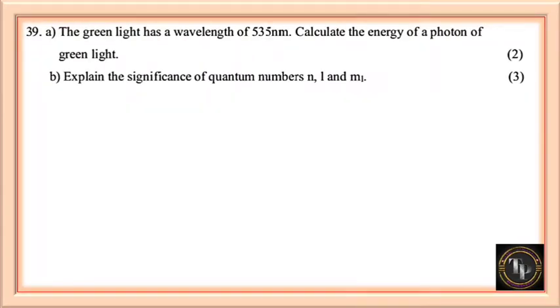The green light has a wavelength of 535 nanometer. Calculate the energy of a photon of green light. Explain the significance of all quantum numbers. This is a very important question, guys. In almost all of the previous annual examinations, this question is repeated. See, green light has a wavelength of 535 nanometer. Calculate the energy of the photon.